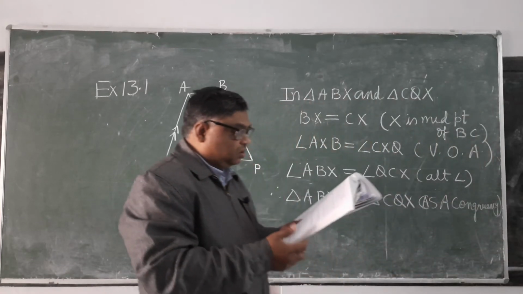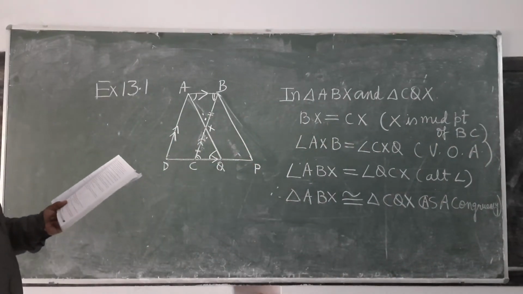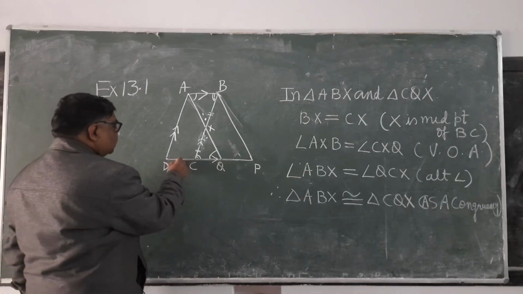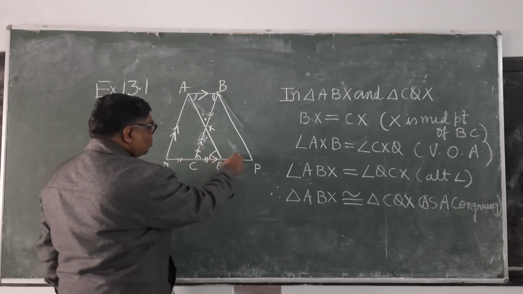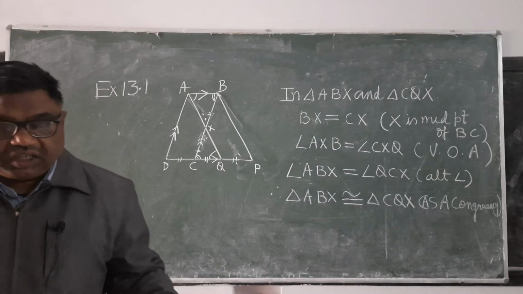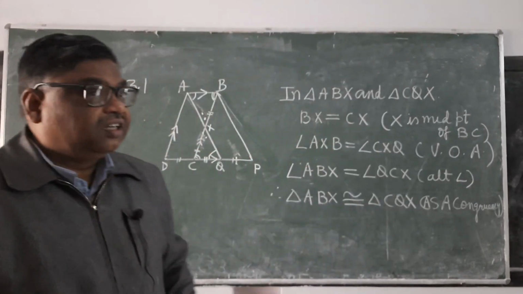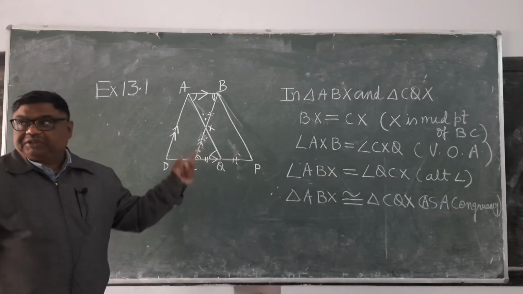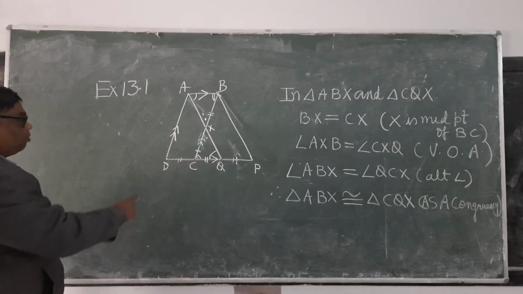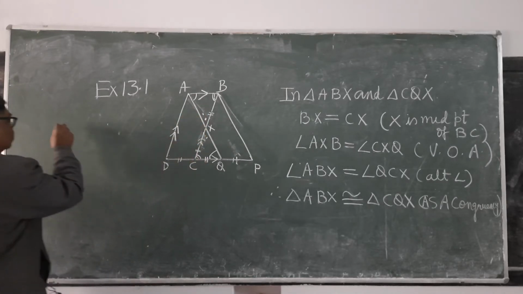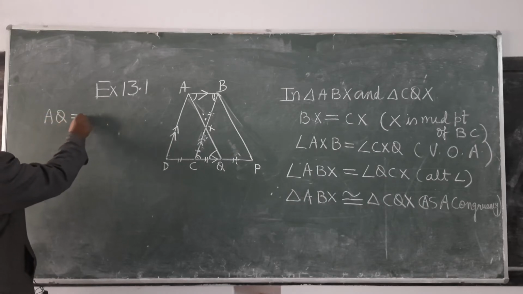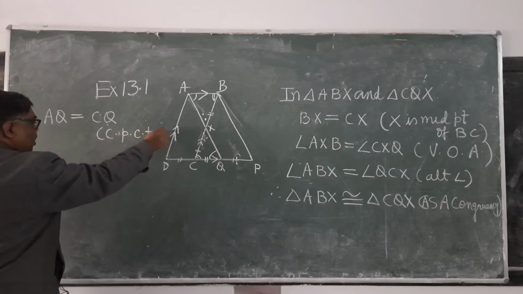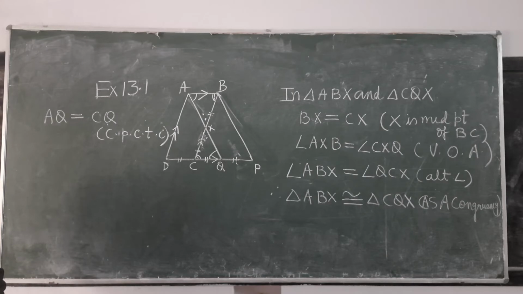Now see here. Now you have to prove DC equals CQ equals QP. Means DC equals CQ equals QP. This is very simple. You can see here, in this side, now AB will be equal to CQ. Why? CPCTC. It's clear? Because these two triangles are congruent. This is CPCTC. Corresponding parts of congruent triangles are congruent.